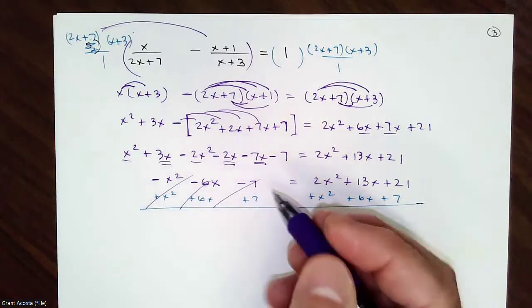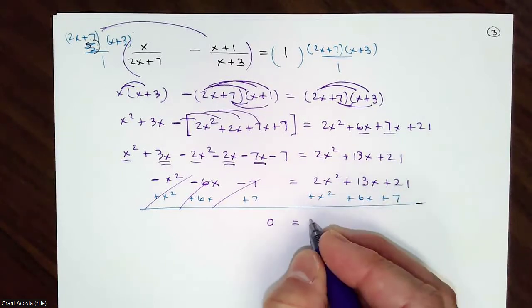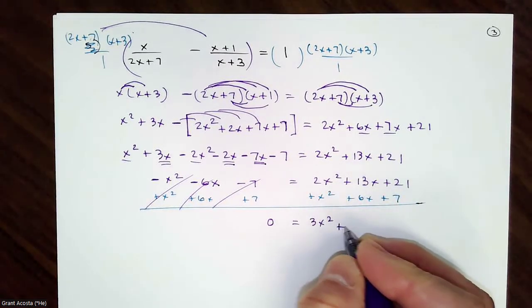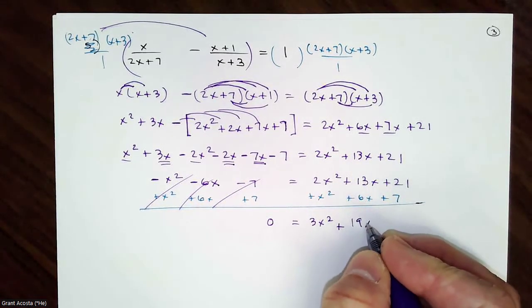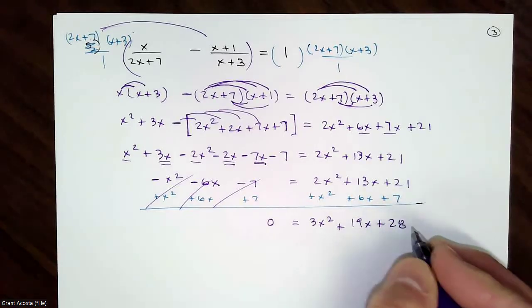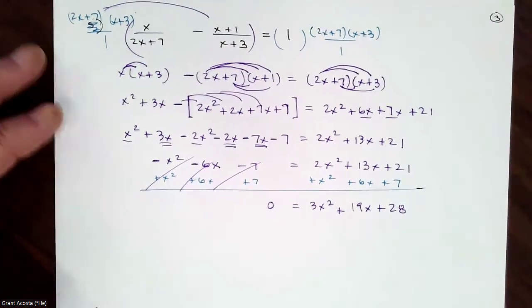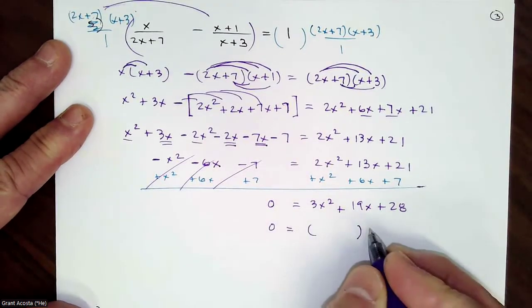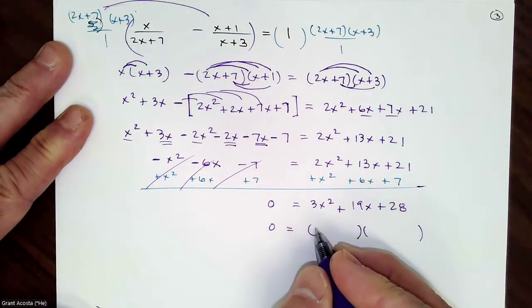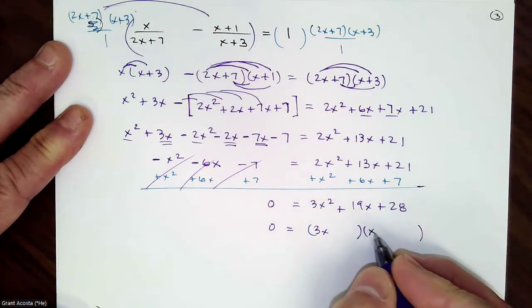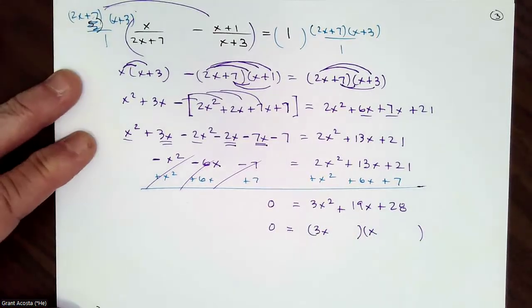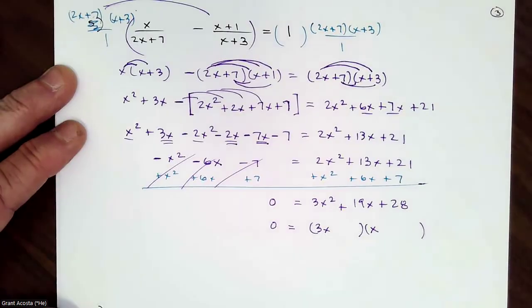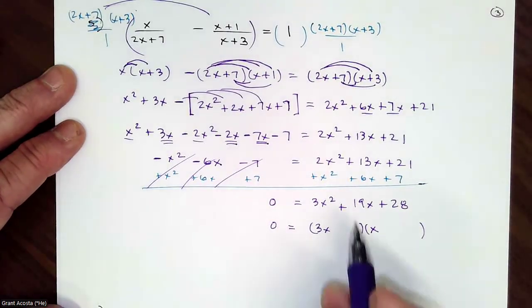So the left side is 0. This gives me 3x squared plus 19x plus 28. And then we just hope this factors. As some of you know, if it doesn't factor, there is a quadratic formula, which we will be talking about later, that we could use to solve this quadratic.